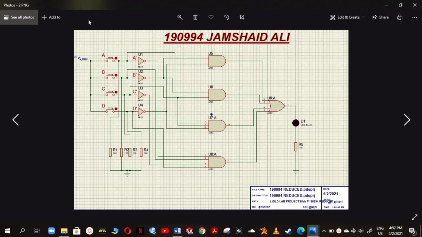So this is the reduced form of the Boolean expression in the Proteus circuit. Now you can see here, first of all, I also drew the A button, B button, C button, D button, and then attached NOT gates to take the complement of all these A, B, C, D. Here I also attached resistors because I am not using the logic states and logic probes directly.